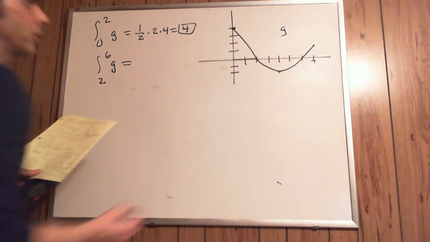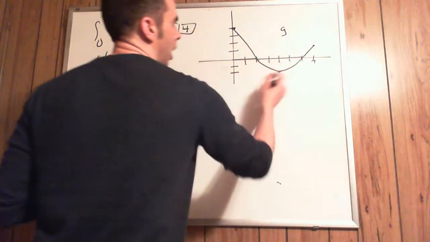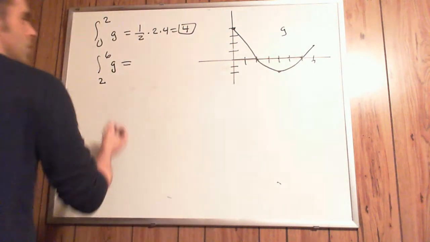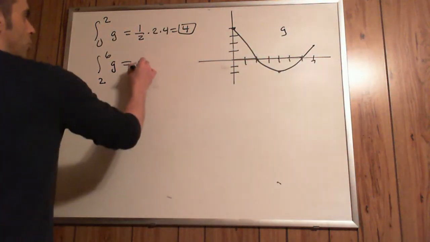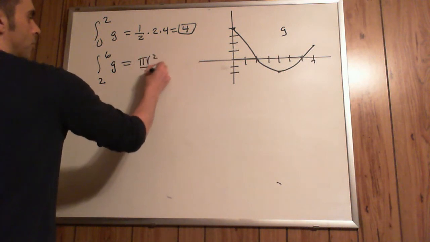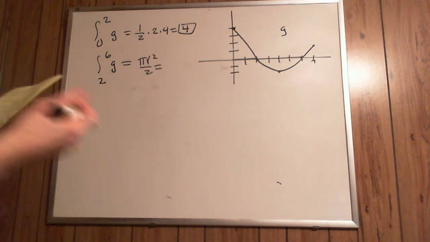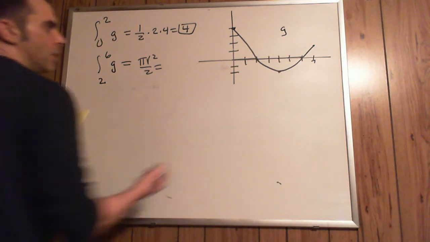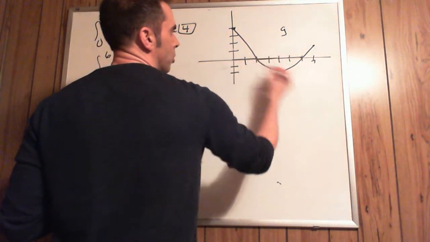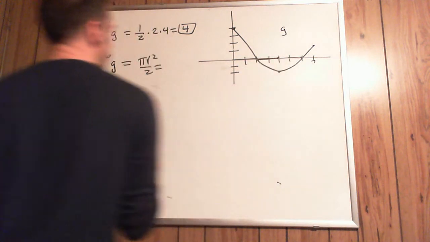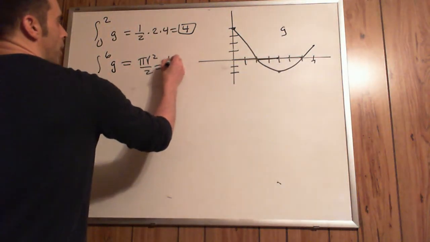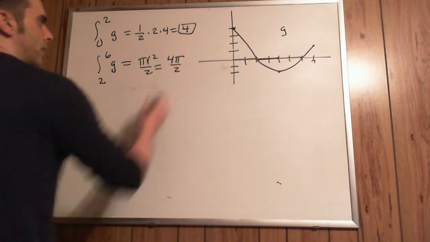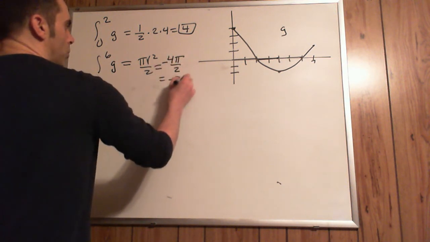So 2 to 6 is right here. No, it's not. Let's see. 2, 3, 4, 5, 6. Yes, it is. So that's half of a circle, so that's pi r squared over 2. Since it lies below the x-axis, the area will be negative. The radius of this semicircle here is 2 units from the center. So that's 2 squared is 4 pi over 2. But because it lies below the x-axis, it will be negative, or -2 pi.